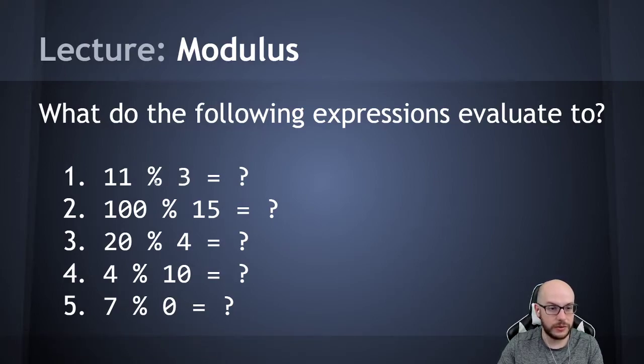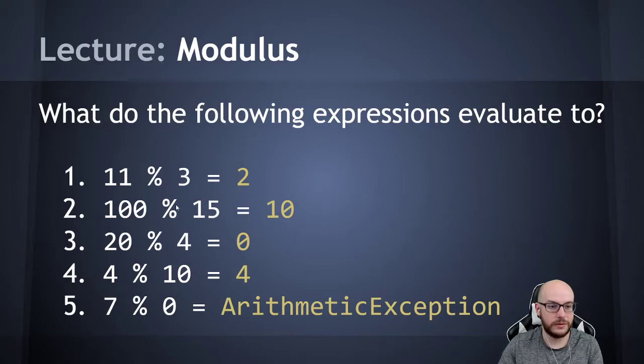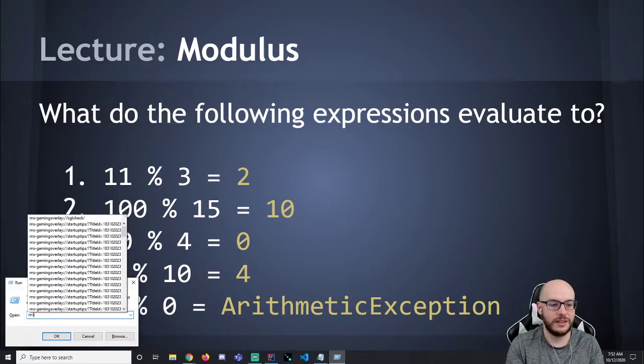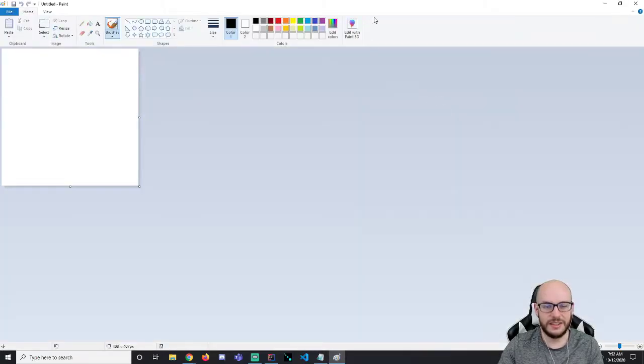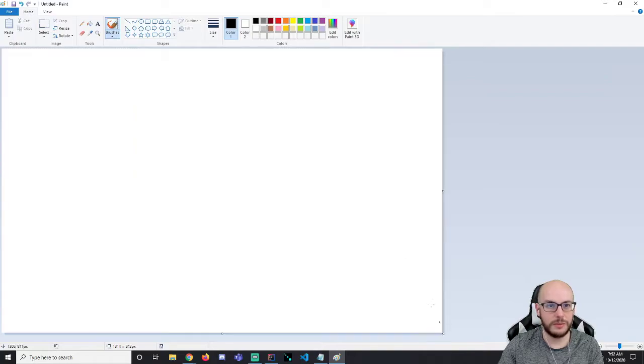3 goes into 11 3 times with a remainder of 2. 15 will go into 100 however many times with a remainder of 10. 4 goes into 20 evenly, so the remainder is 0. This one's interesting. How many times does 10 go into 4? Well, 0 times with a remainder of 4.